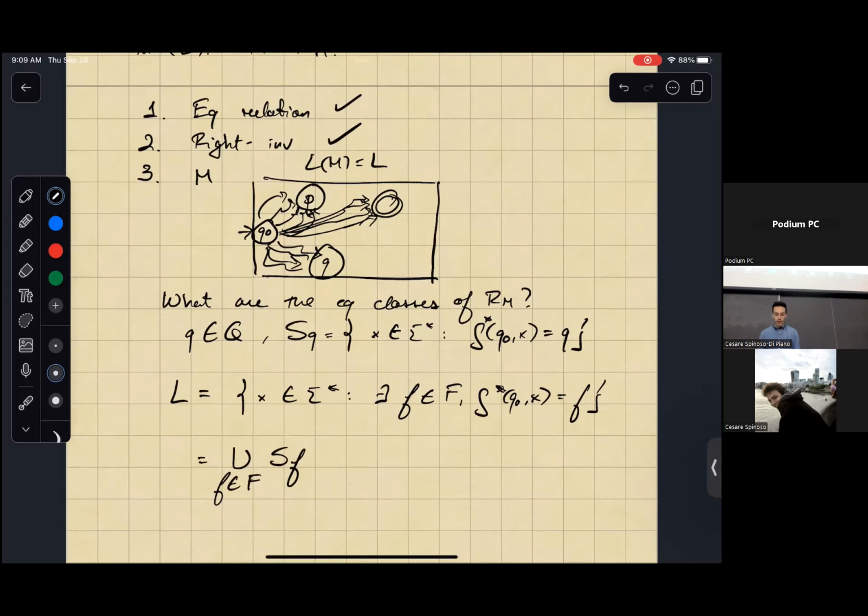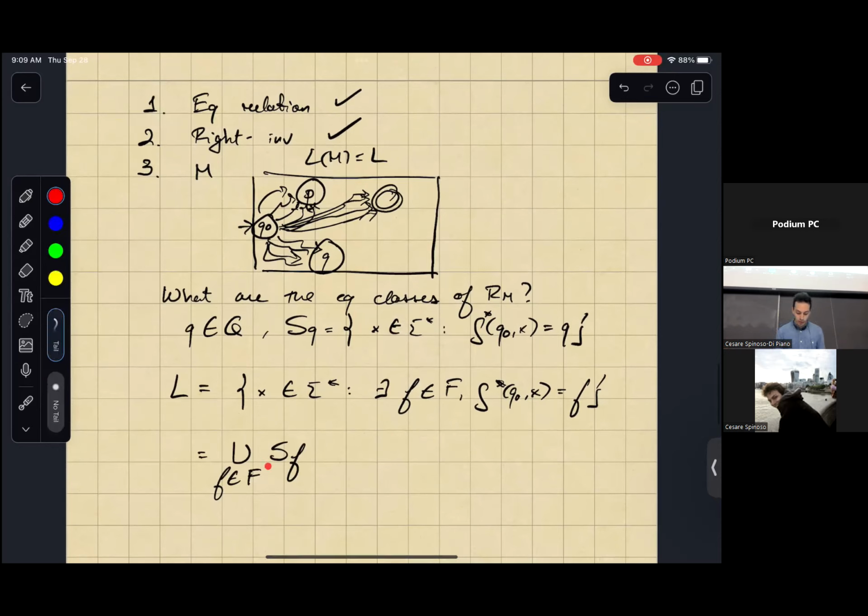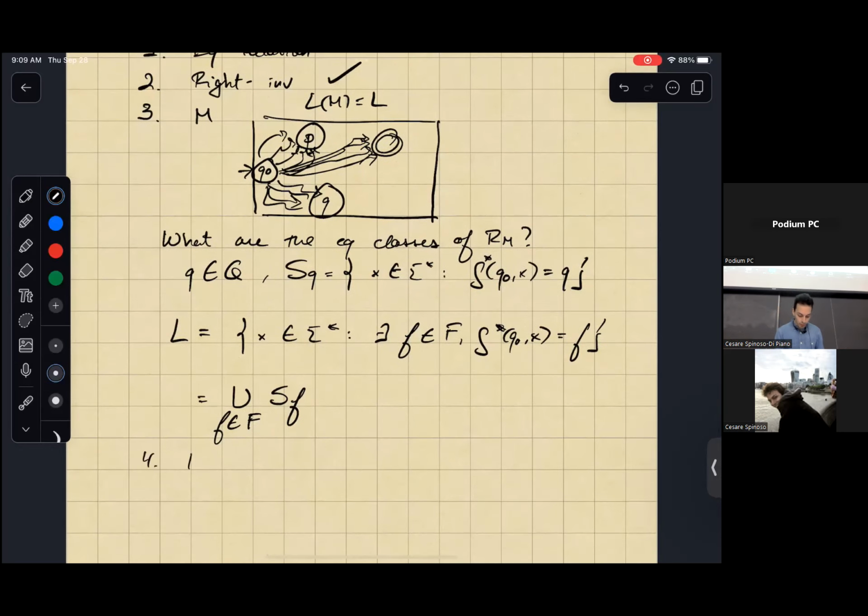Okay. And so these are equivalence classes of the equivalence relation R sub M. I'm taking their union and I'm getting L. Right. So the only other thing to verify is that R sub M is of finite index.